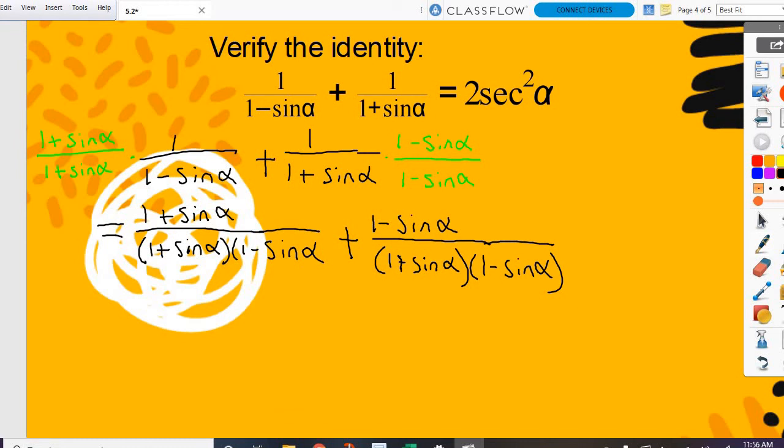So now that our denominators are the same, what are we allowed to do? Add them, combine them. Just be careful, because remember that when we add things that have a common denominator, that denominator does not change. Just like if I had 1/3 plus 1/3, I get 2/3. That 3 stays the same all the way across. I don't do anything to it. So I'm just going to rewrite that denominator.